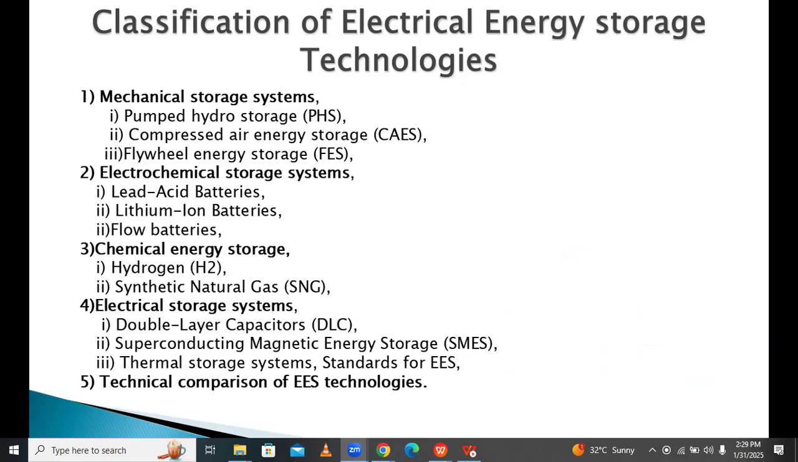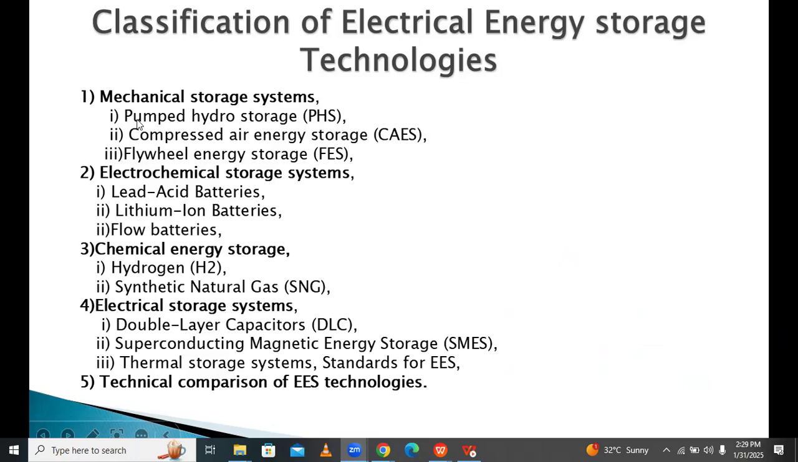So there are four types of energy storage technologies. Under this, according to our syllabus, we have to concentrate mainly on pumped hydro storage systems, and next one, high efficiency batteries like lead acid batteries, lithium ion batteries, and double layer capacitors. Next, the main important concept is superconducting magnetic energy storage system (SMES). So these are the different types of energy storage technologies.